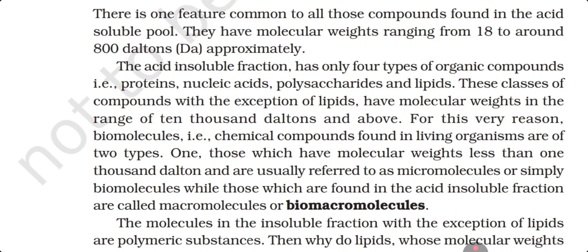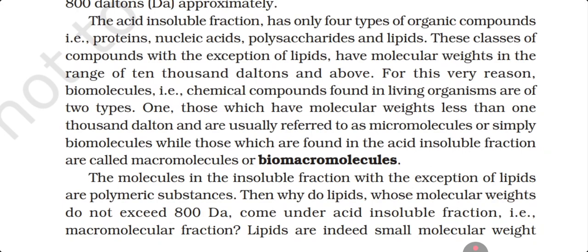These classes of compounds, with the exception of lipids, have molecular weights in the range of 10,000 Daltons and above. For this very reason, biomolecules, that is chemical compounds found in living organisms, are of two types. One, those which have a molecular weight less than 1000 Dalton and are usually referred to as micromolecules or simply biomolecules, while those which are found in the acid insoluble fraction are called macromolecules or biomacromolecules. The molecules in the insoluble fraction, with the exception of lipids, are polymeric substances.